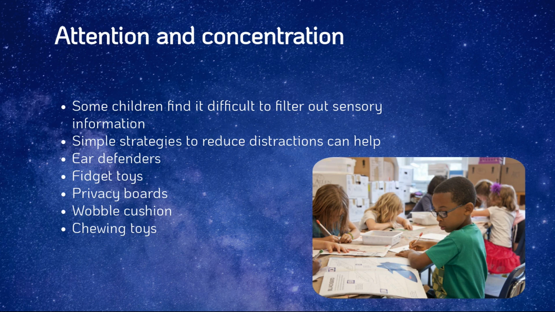There are lots of simple strategies that can help though. Using things like ear defenders or fidget toys on the carpet time routine. Privacy boards, which are boards that go on the desk, which can help the child or young person concentrate on the work in front of them. Using timers or visual schedules can help the child know how long that they have to spend on each task. Using a wobble cushion so that they can wriggle and move on the chair as they need to.